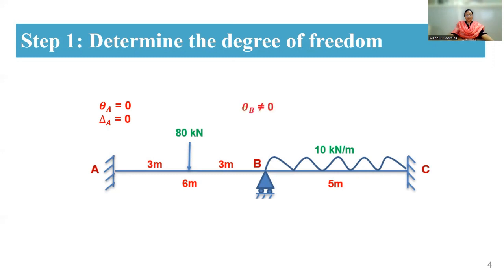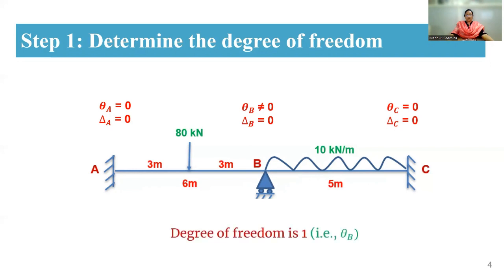Whereas coming to the B node, it is a roller support. There you are having rotation, but you are not having any translation. That means theta B not equal to 0 and delta B equal to 0. Whereas coming to C point, both rotation and translation are equal to 0. So now the degree of freedom for this problem is 1. So that means it is theta B.